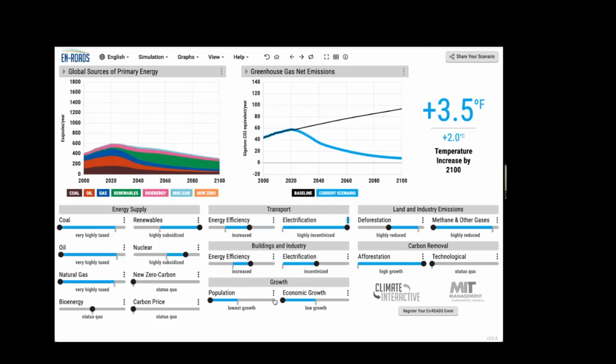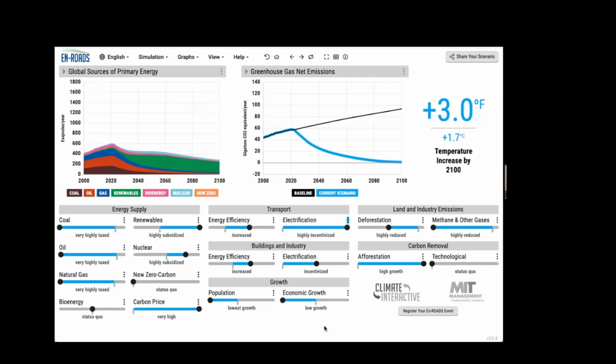What if we wanted to try a carbon tax? Okay. All right. So we'll say a big carbon tax, and that does make a pretty big difference. And so now you can see that your coal, oil, and natural gas are really almost phased out, except for a little bit, and it's mostly renewables, nuclear, a little bit of bioenergy.